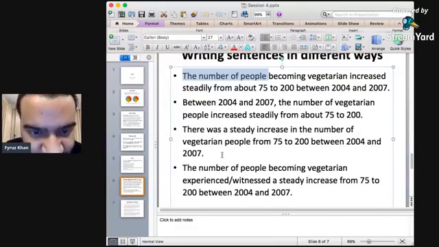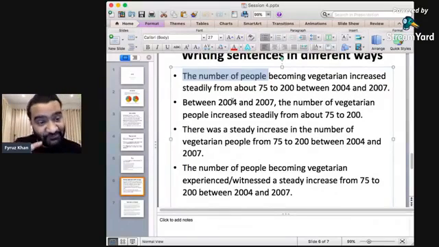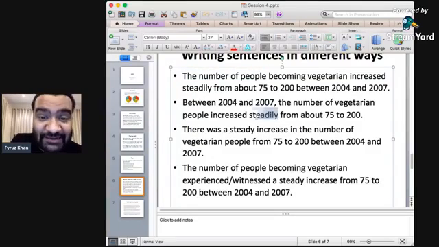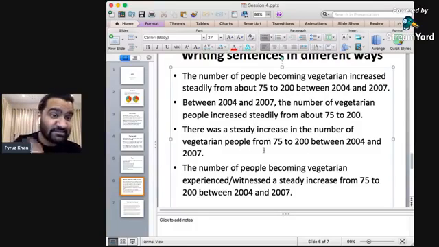Let's have a look at the third sentence. The third sentence is totally different. I mean, they've transformed it totally. There was a steady increase. So they're not using steadily anymore. They're using steady. There was a steady increase in the number of vegetarian people from 75 to 200 between 2004 and 2007. It means the same, but the structure is totally different.